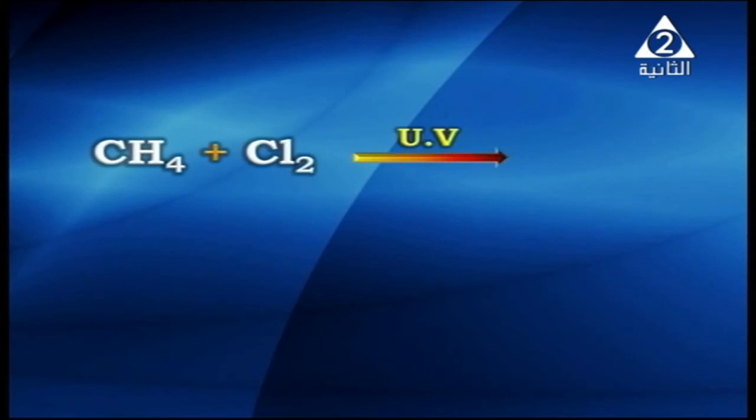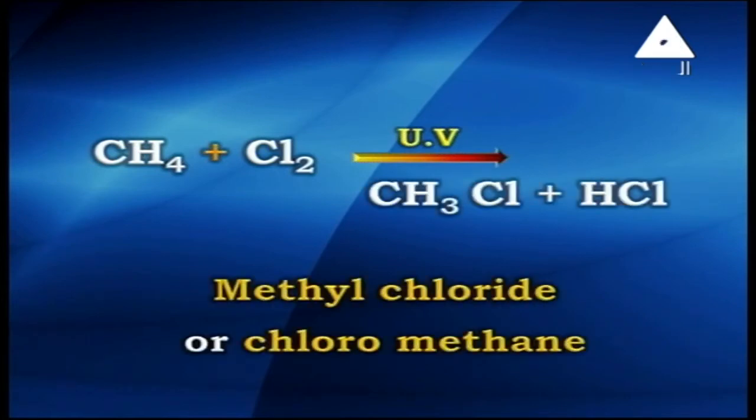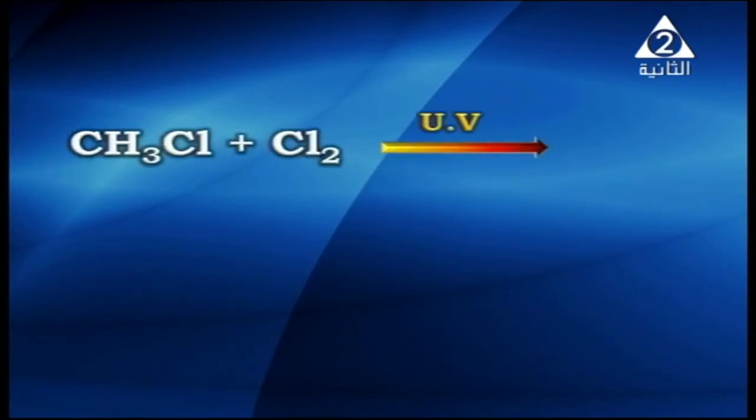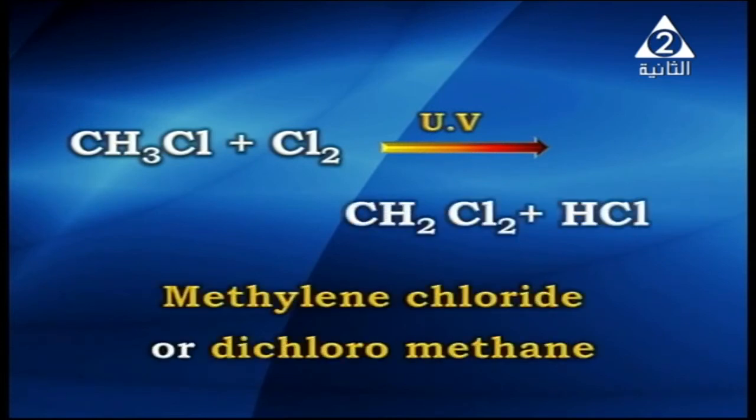So the equation on the screen: CH4 plus Cl2, in the presence of ultraviolet rays or 400 degrees Celsius, gives CH3Cl plus HCl. The name of the produced molecule is methyl chloride or chloromethane. This chloromethane reacts with another chlorine molecule in the presence of ultraviolet radiation and forms methylene chloride, CH2Cl2, releasing one molecule also of HCl. Remember, my dear student, methylene chloride can be named dichloromethane.